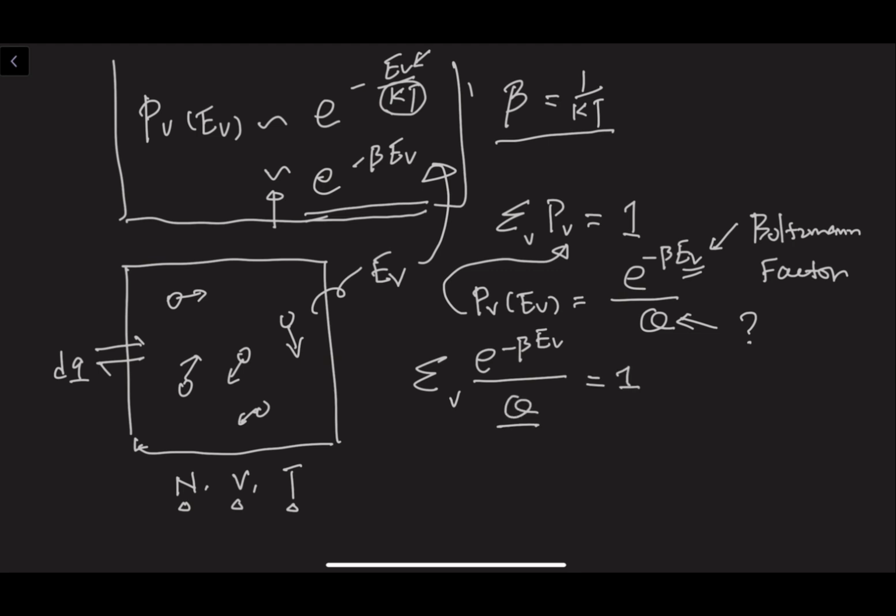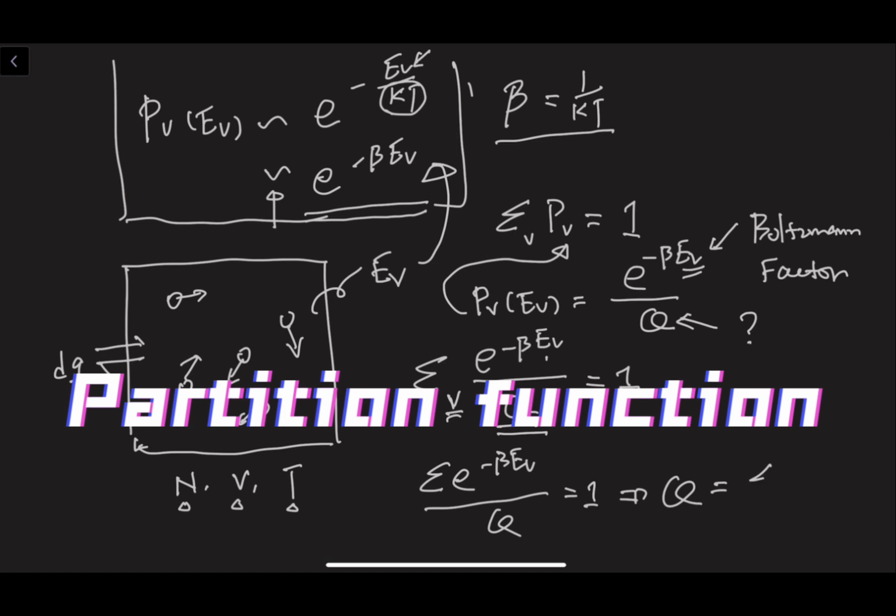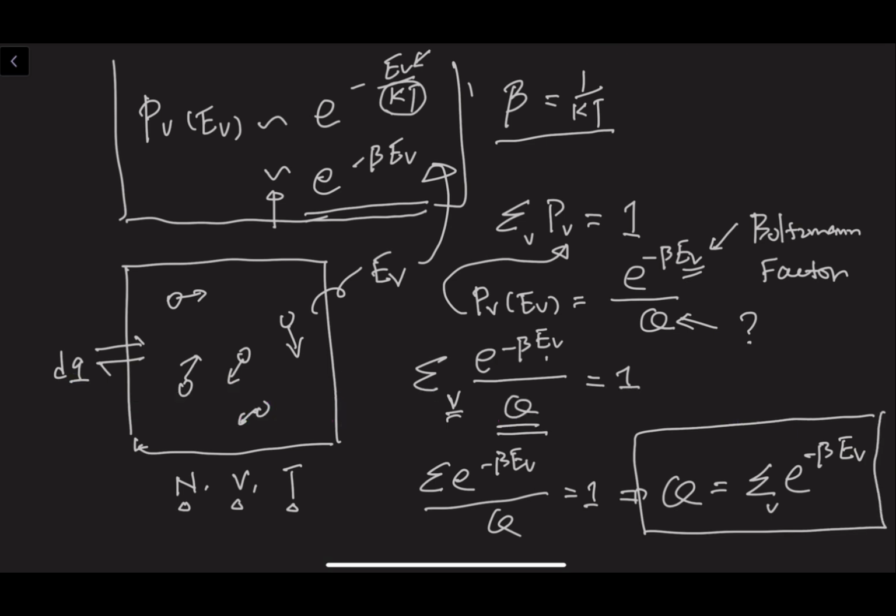Now we know that this partition function has nothing to do with individual states, so it does not depend on the sum over the states. We can take it out, and then you simply have the sum over all of the Boltzmann factors for the states divided by Q equals 1, which means Q, your partition function, equals the sum over all of the Boltzmann factors. Again, a very interesting result.